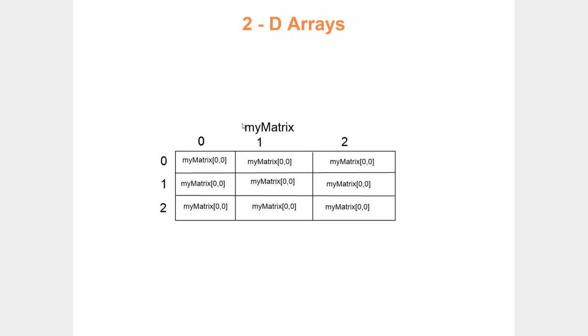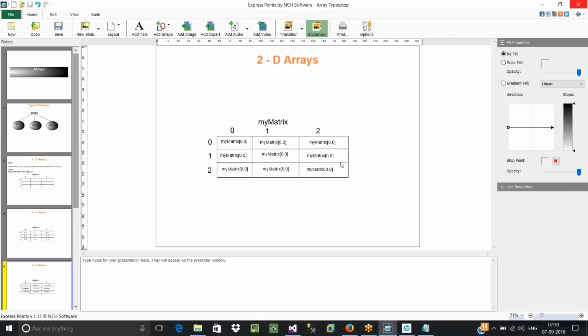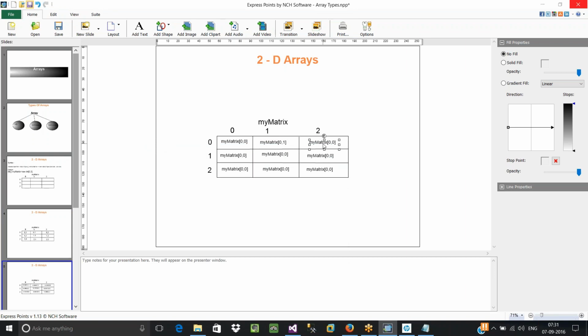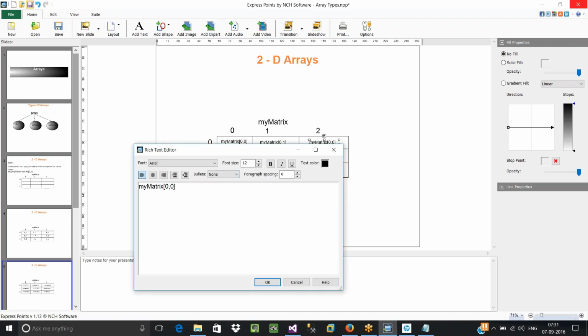The name of your matrix is my matrix. The first column is located at 0, 0. That's why the complete address of this particular cell is going to be my matrix of 0, 0. And the address of this one is going to be my matrix of 0, 1. It is not updated, I'm sorry. And this is going to be 0, 2.